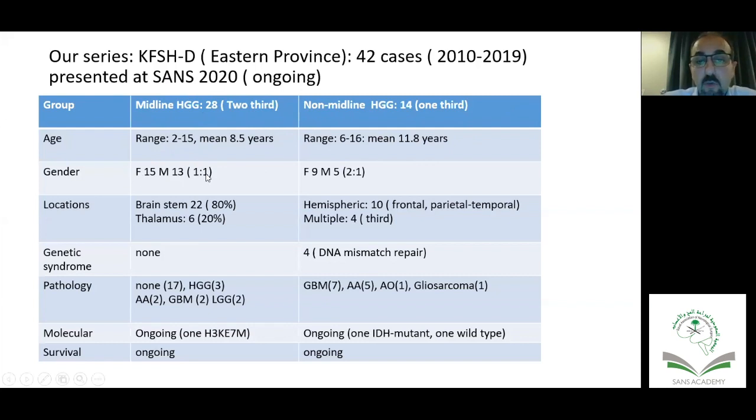Here the male to female ratio is 1:1. This group is 2:1. Brainstem accounts for 80%, and 20% are deep in the thalamus or deep structures. In this group, in different locations, 4 of them were multiple, and we have 4 cases of query DNA mismatch repair deficiency, still under investigation. Pathology: for 17, we did not biopsy them because they were clearly diffuse pontine glioma or midline glioma. But the cases that we biopsied in the thalamus, or with some exophytic parts, showed high-grade glioma in 3, GBM in 2, and low-grade in some of them.